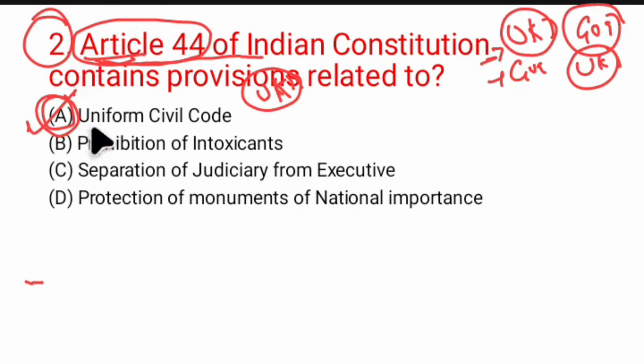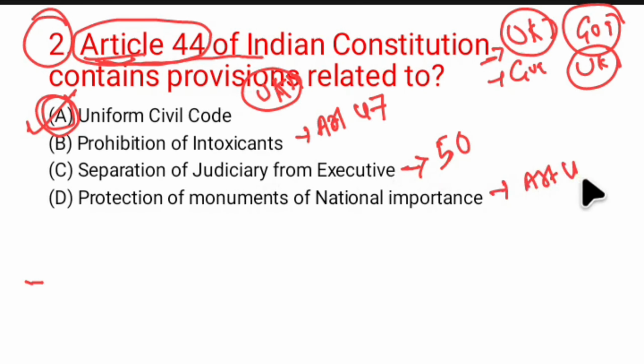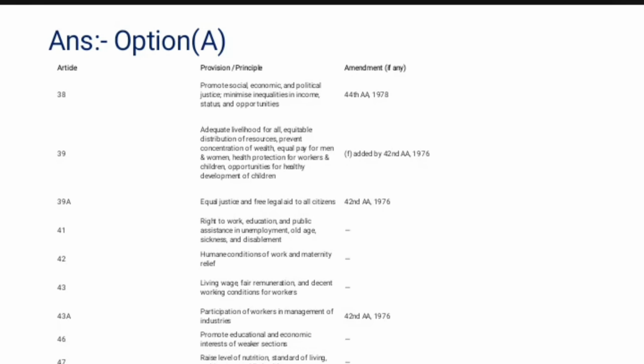And if you see the other options, as we discussed, prohibition of intoxicants is mentioned in Article 47, which is a Gandhian principle. Separation of judiciary from executive is a liberal principle mentioned in Article 50. And protection of monuments of national importance is also a liberal principle, mentioned in Article 49. So Article 44 deals with the uniform civil code. Question number 2, option A is the correct option. So this was the explanation. In Article 38, you see minimizing inequality in income was added through the 44th Amendment. So this was the explanation part.